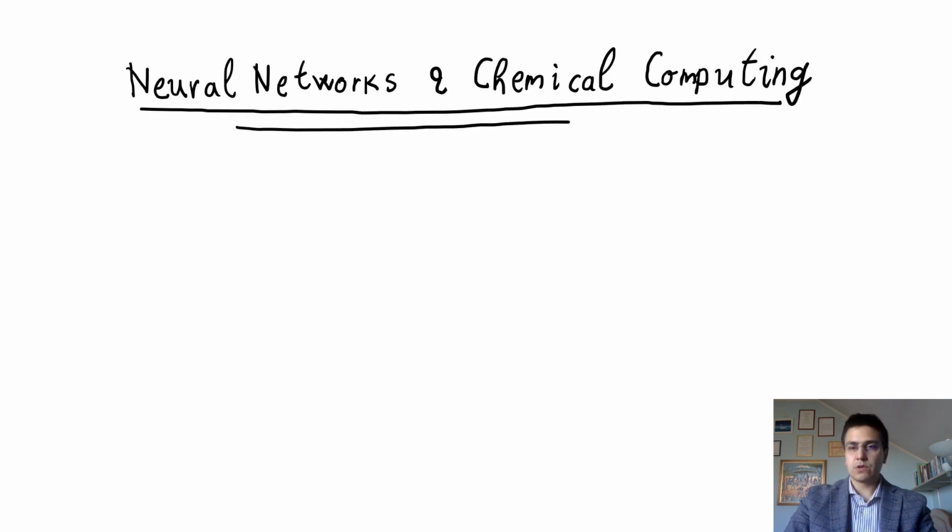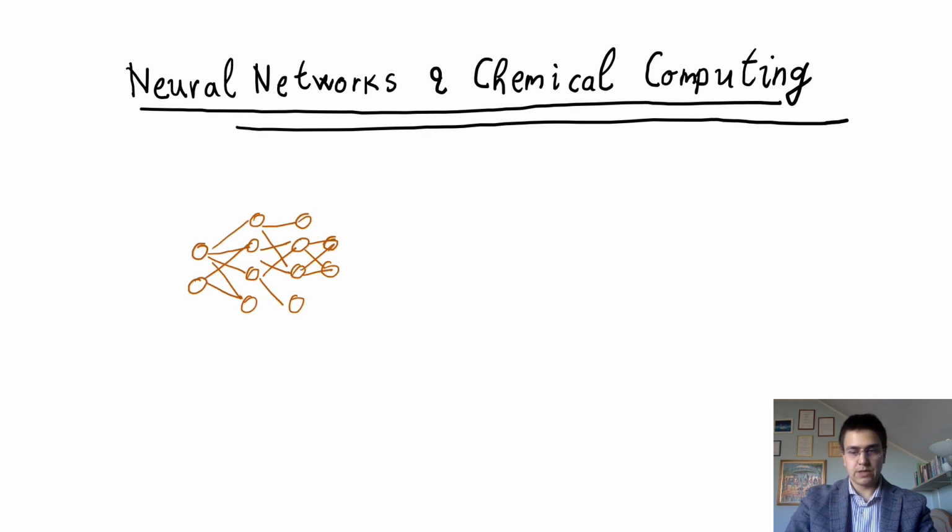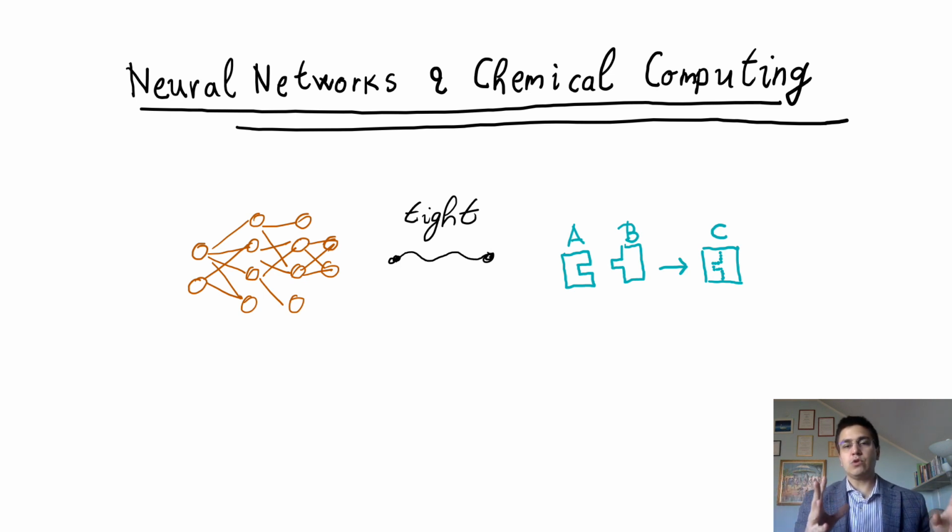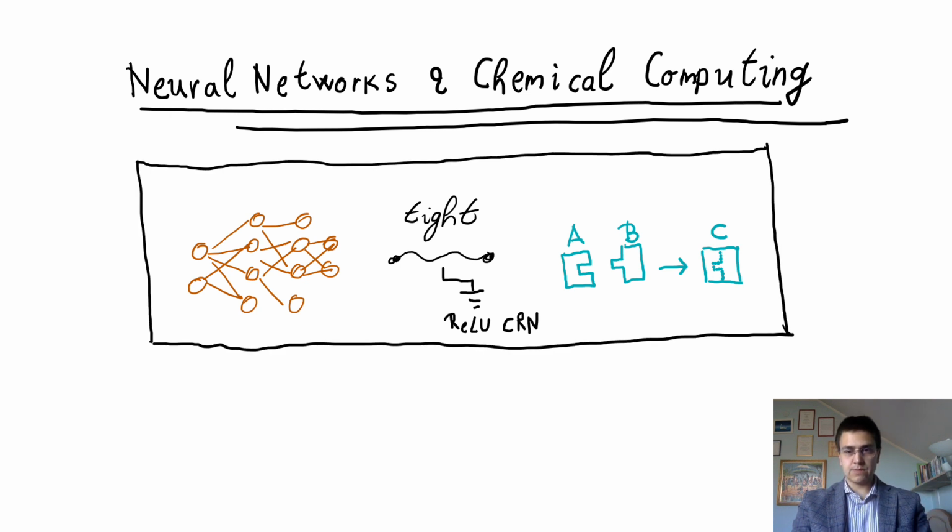I'll talk about neural networks and chemical computing. On one side, we have a model of neural networks, and on the other side, we have a model of chemical reactions. Is there a connection between these two? Indeed, we found a connection, and that connection is so tight that the class of neural networks and the class of CRNs can be considered the same thing. This discovery is grounded in our discovery of the ReLU CRN using the technique shown previously.